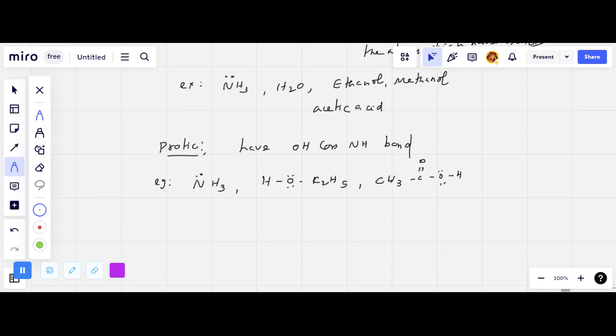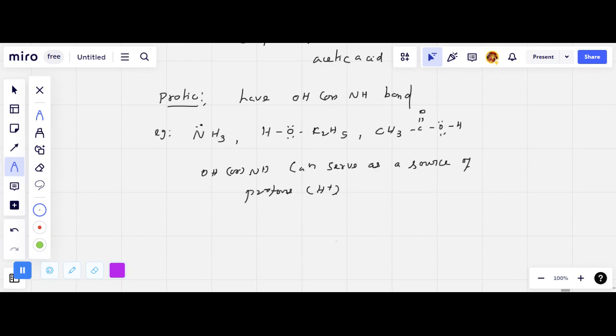Okay, so these OH or NH bonds can serve as a source of protons. What is a proton? It's H plus. Okay, so this is protic. For protic, there must be an H bond. That is protic.